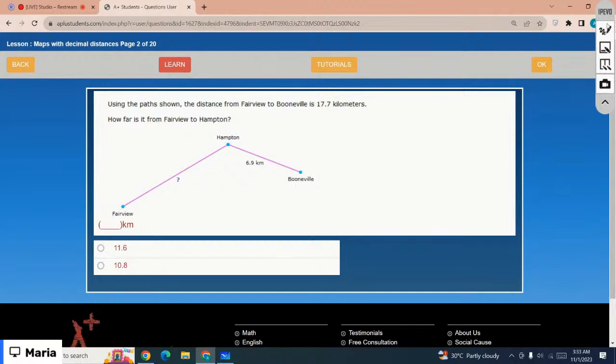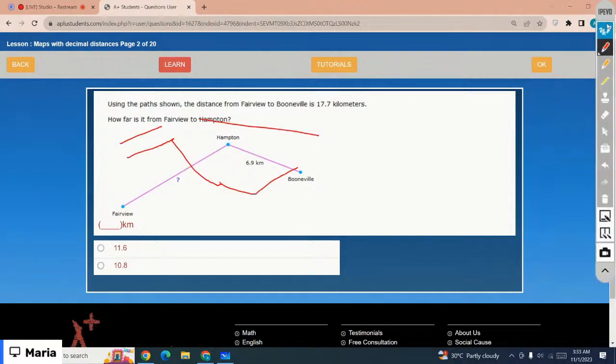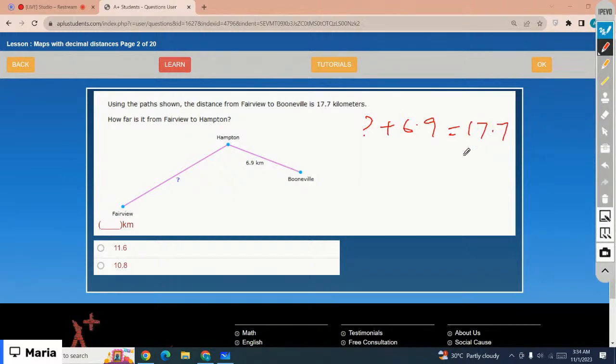You are given one. The total distance is 17.7, which means if you add the missing value and 6.9, you get the total. So you can subtract the given one out of the total. You have to do 17.7 minus 6.9. So the correct option is 10.8, right? That means the missing distance is 10.8. Got it?